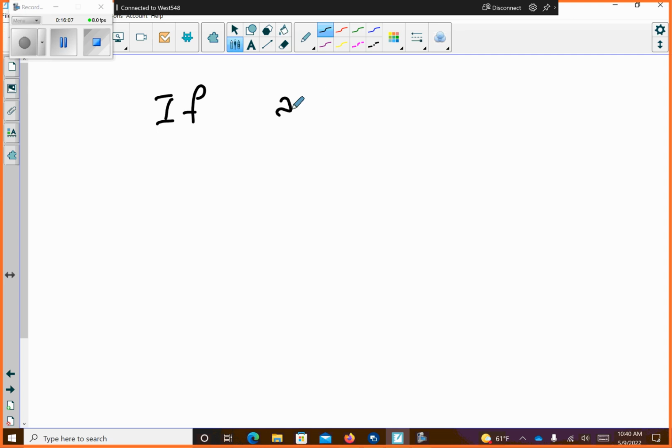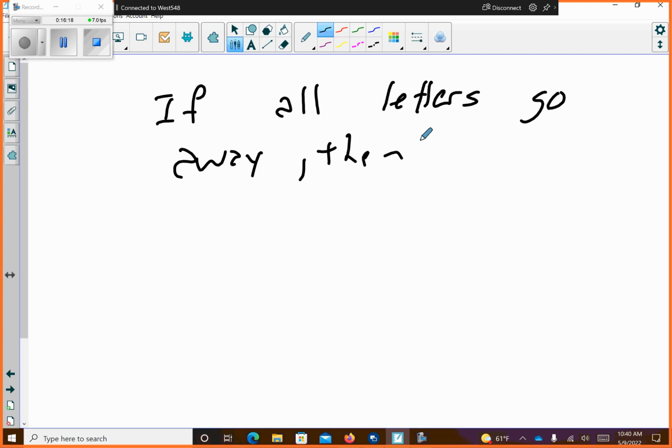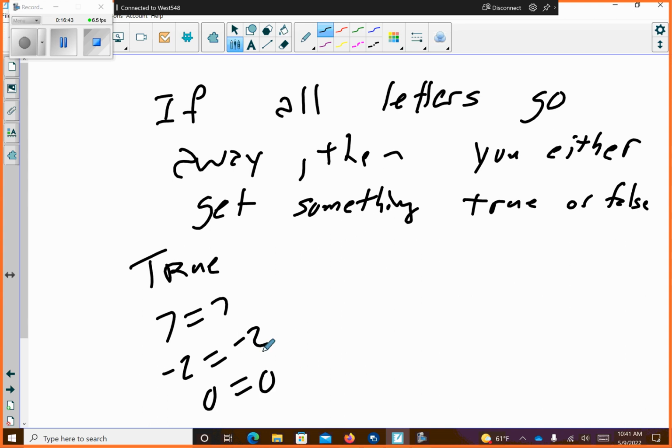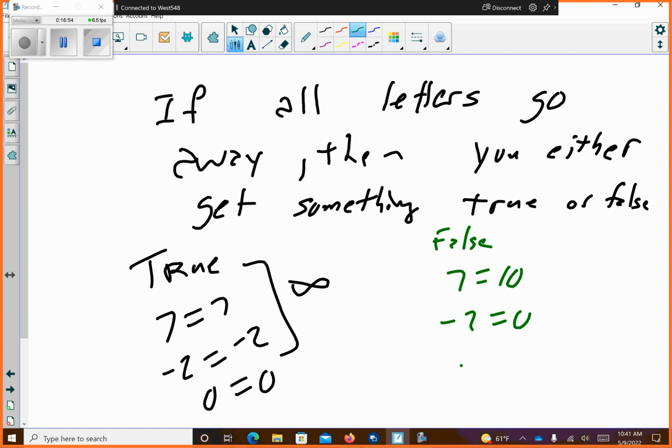If all letters go away, then you either get something true or false. So a true statement would look like this: 7 equals 7, negative 2 equals negative 2, 0 equals 0. And that's going to mean that we have infinite solutions. If I wound up getting a false statement, meaning you had 7 equals 10, or negative 2 equals 0, or 3 equals negative 10, something like that, those are all false. This means we have no solution.